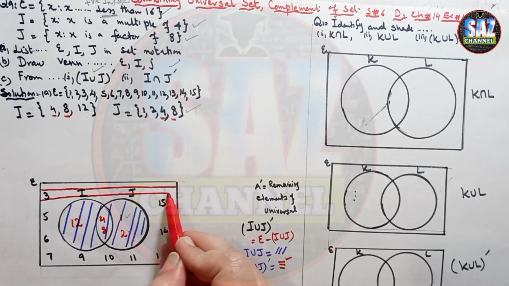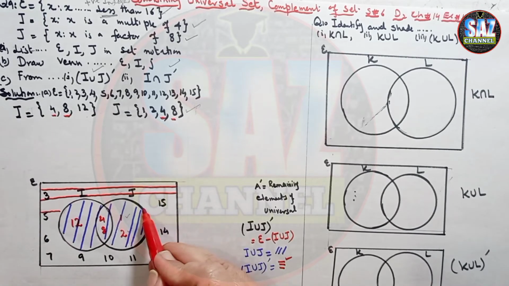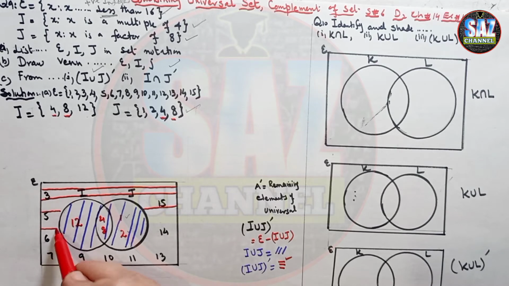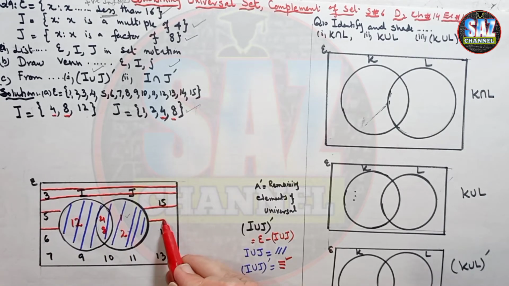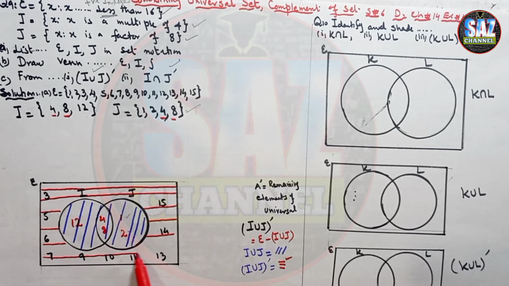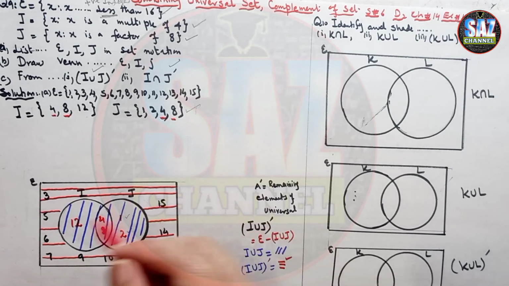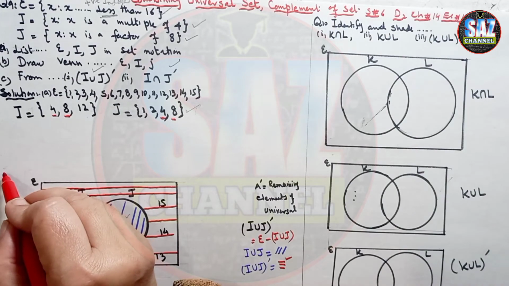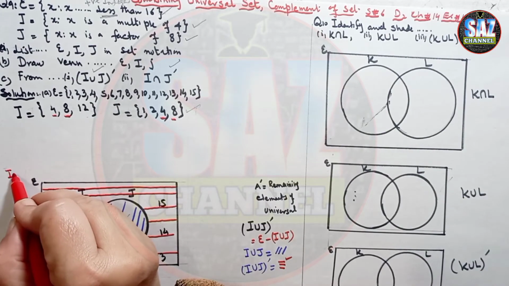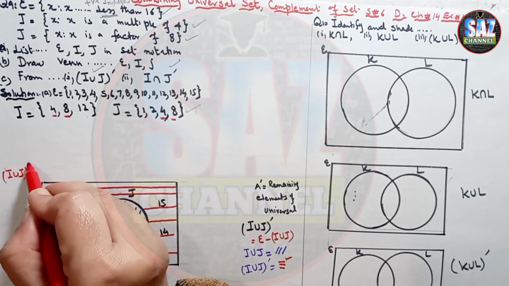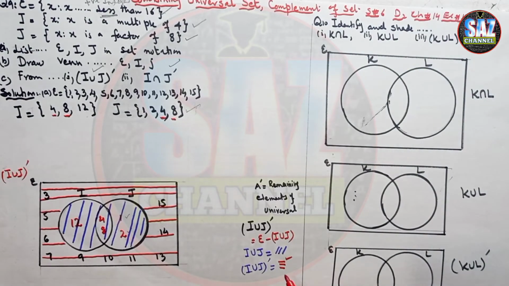So my shading will be coming here. I do not have to go inside these two circles because I need the region that is outside these two circles. I hope you are clear about how we are shading I union j whole complement. So this is the answer for I union j complement, and I'm writing here for better understanding that these horizontal lines are representing I union j whole complement.